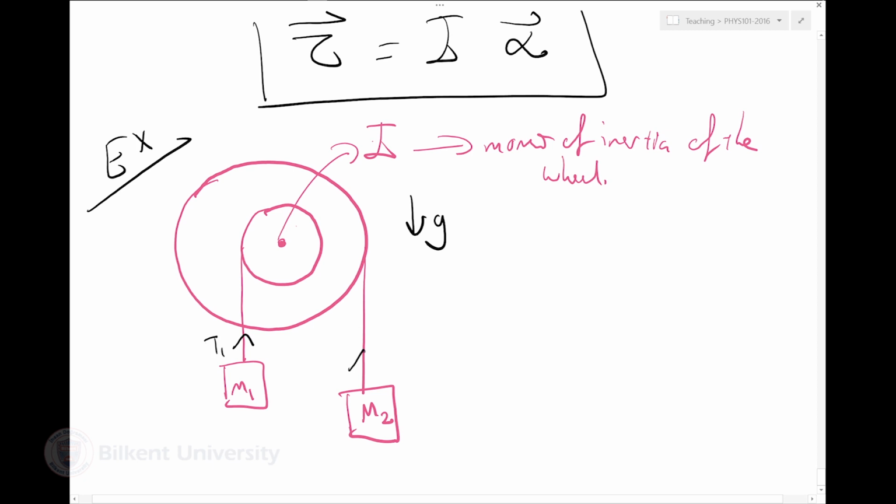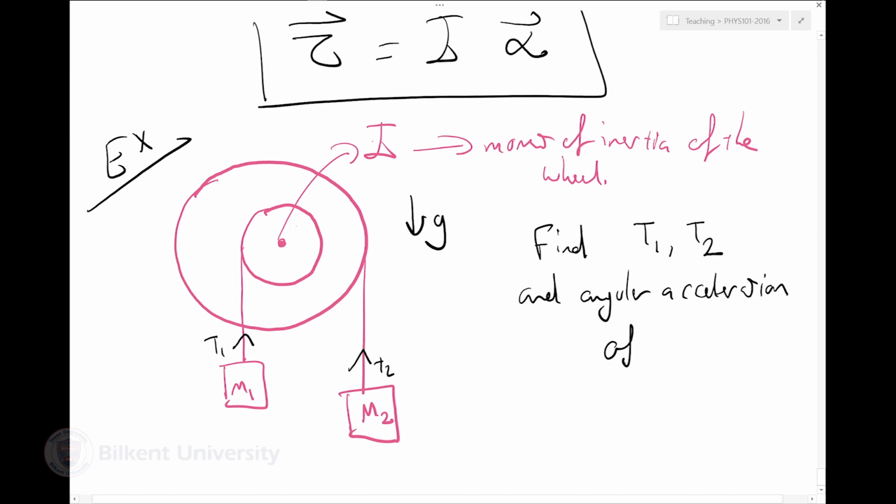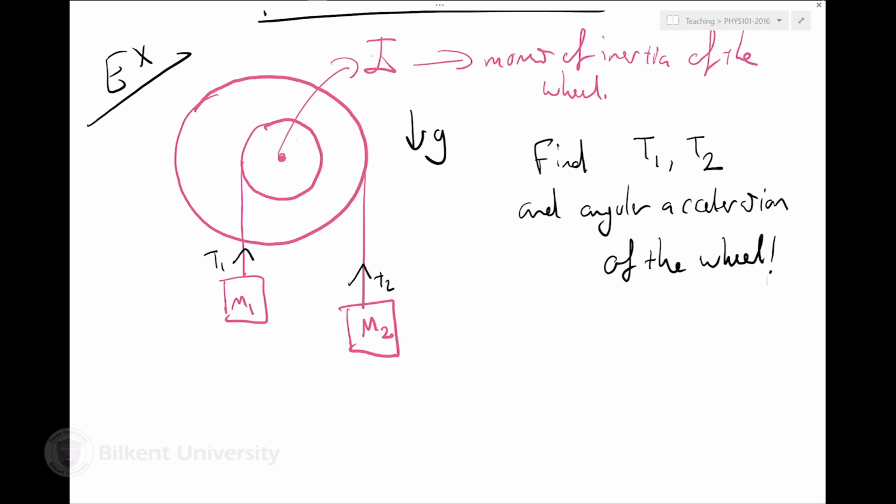Let's call this T1, T2. Find T1, T2, and angular acceleration of the wheel. All right? I gave these radii as A and B.